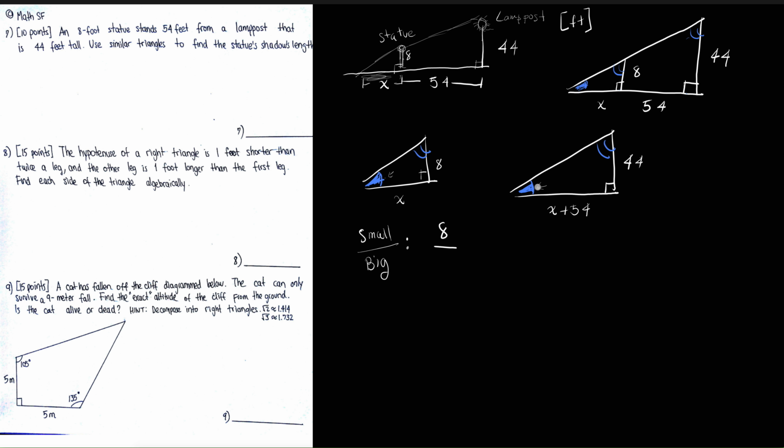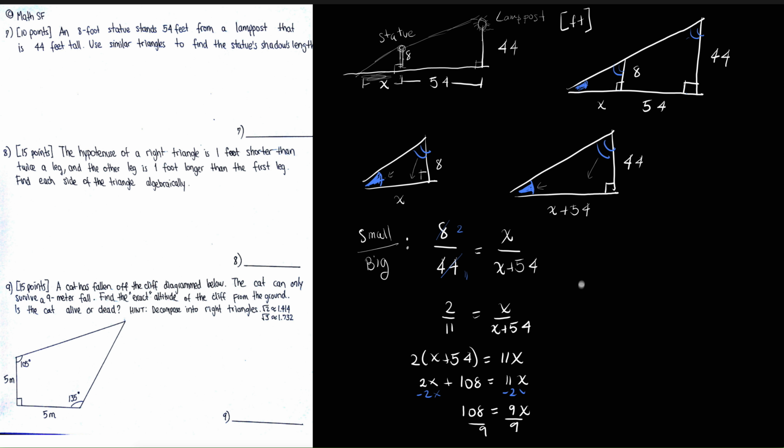Now I'm going to subtract 2x from each side, right? Algebraically. So minus 2x, minus 2x. What are we going to get? We're going to get 108 equals 9x. If you divide each side by 9, we're getting, therefore, x is equal to 12. And what was x? We said x, I probably forgot to write here, x was the length of the shadow, right? The length of the shadow of the statue. So I forgot to declare my variable there.